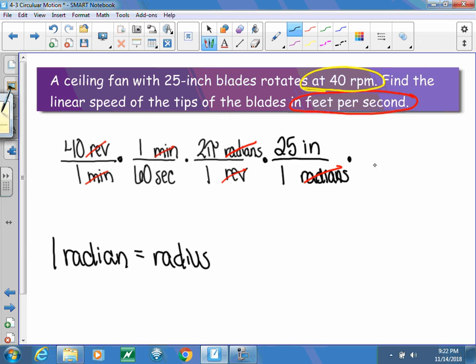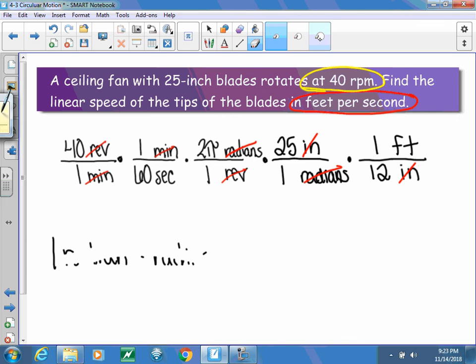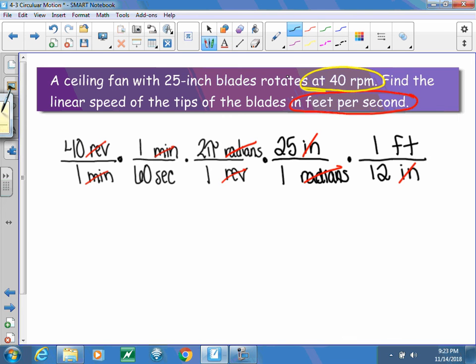Now we just need to convert this from inches into feet. Since there are 12 inches in 1 foot, and inches is in my numerator here, I'm going to put it in my denominator. So 12 inches is equivalent to 1 foot. Now our inches are going to cancel each other out, and we can multiply this all out. I'm going to take 40 times 1 times 2 pi times 25 times 1.